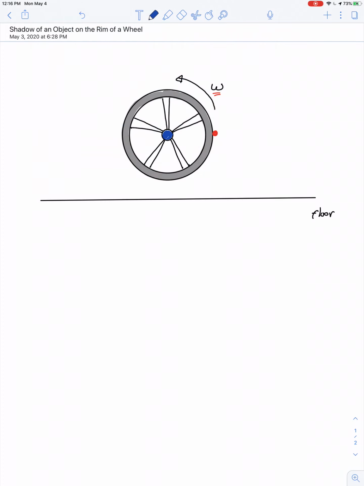Now, let's take it to another level here and imagine, what if you had a bunch of light shining down from above, the lights from the ceiling, so that you can cast a shadow of this object that's stuck to the rim of the wheel. What would that look like as time goes by? As the wheel spins with this value of omega, what would be the resulting motion of the shadow of this object attached to the rim of the wheel?